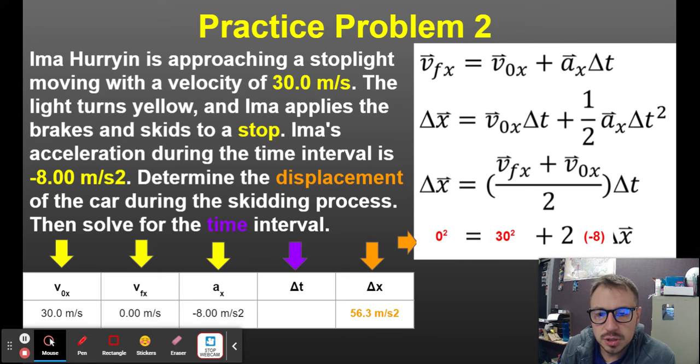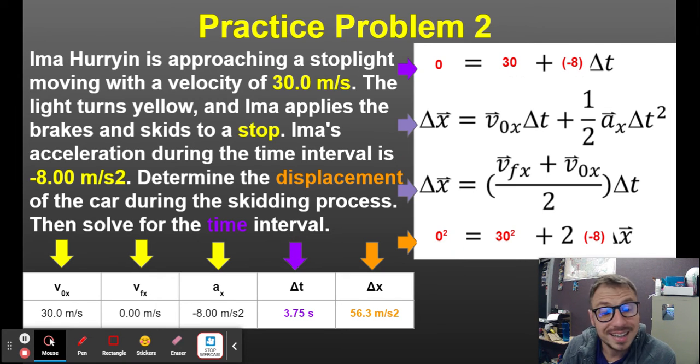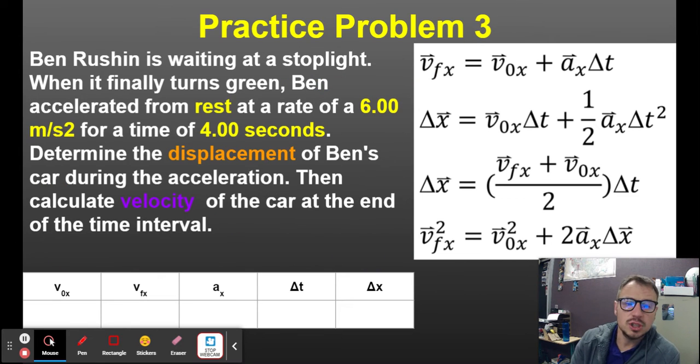All right, then it's time to solve for delta t. Well, I can use any of the 3 equations, but if I use that top one, I know that even if I calculated the displacement incorrectly, I'll get the time correct, and I get 3.75 seconds. Notice that it's 3 significant figures. Let's do one last problem.